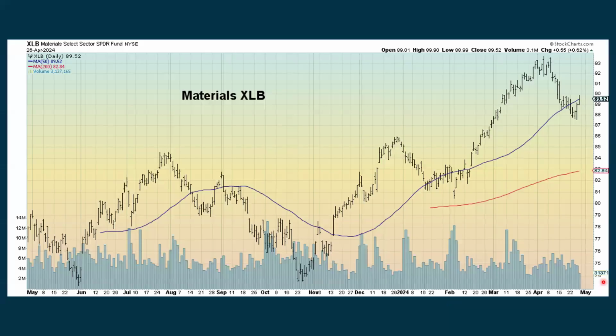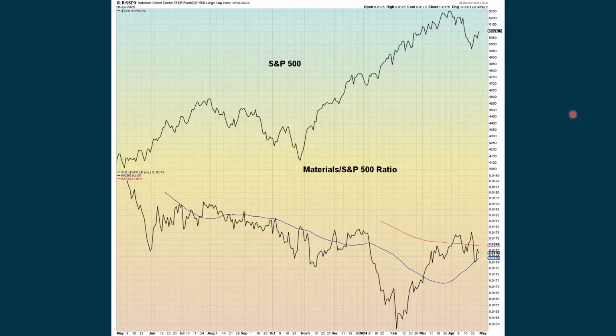We look at different sectors, and I changed this a month or two ago. There are 11 sectors that make up the S&P. First, I look at a chart of just the sector itself, and then the chart after this will compare it to the S&P 500. Materials are in an uptrend, even though they've been pulling back lately. And when you compare it to the S&P, they've been underperforming.